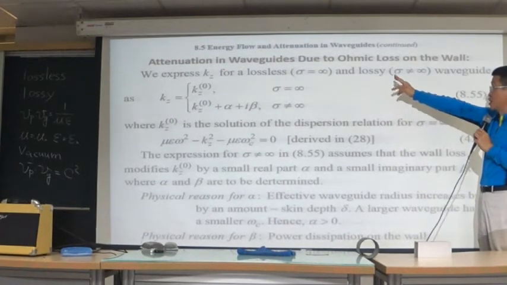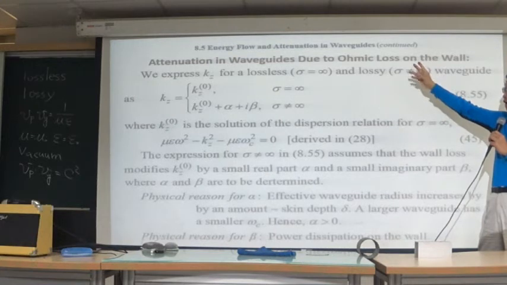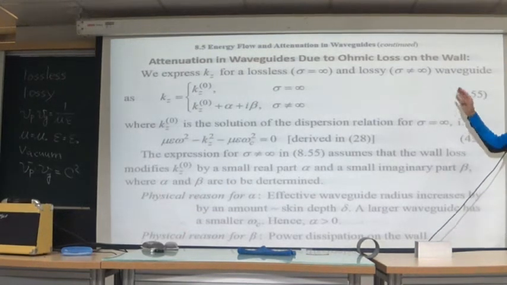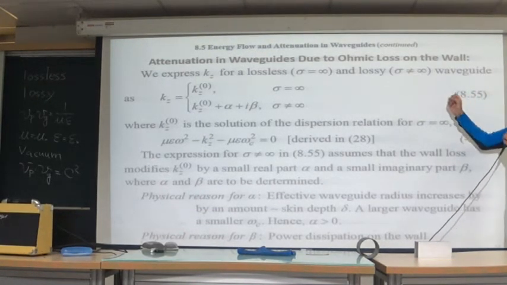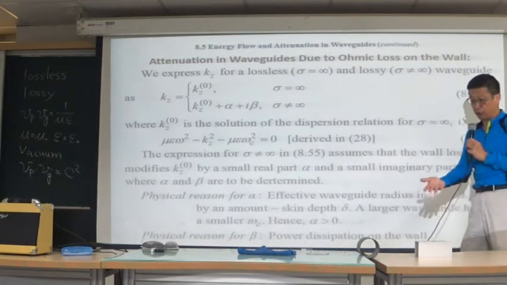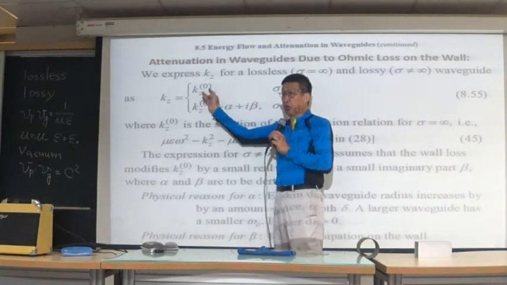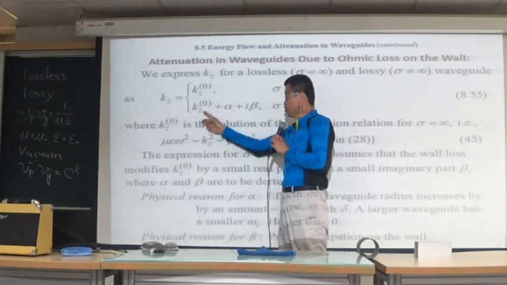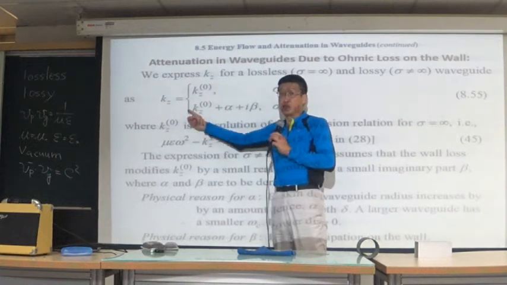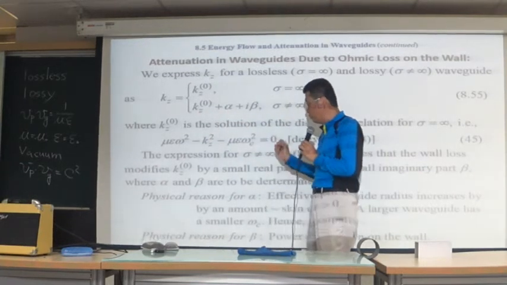Attenuation in the waveguides due to ohmic loss. In the previous slide, we just considered no loss. And here, we allow a little loss. In that case, conductivity is not perfect. Conductivity is not infinite, but finite. For copper, aluminum, the conductivity is finite. So Kz is no longer real, but has two terms, Kz plus alpha plus i beta. Kz becomes complex.